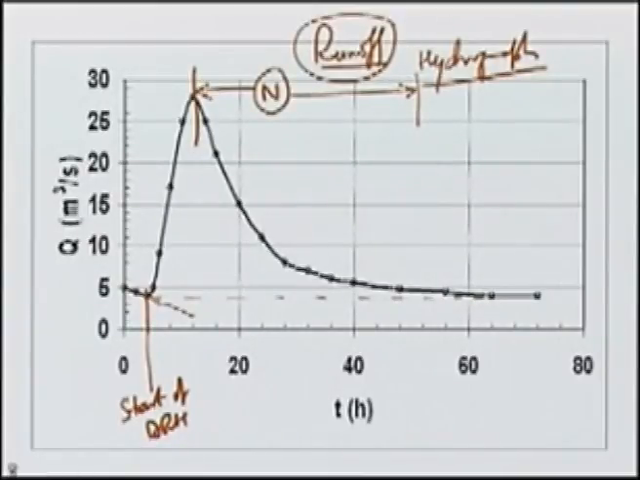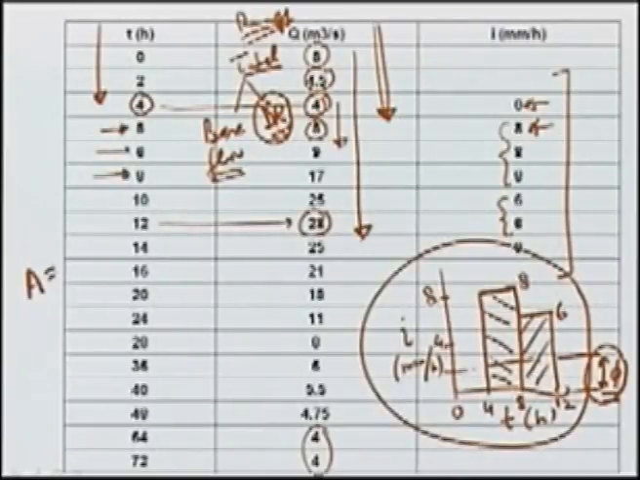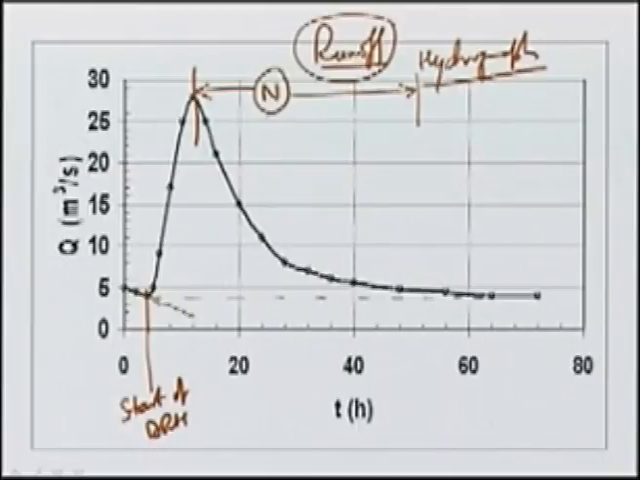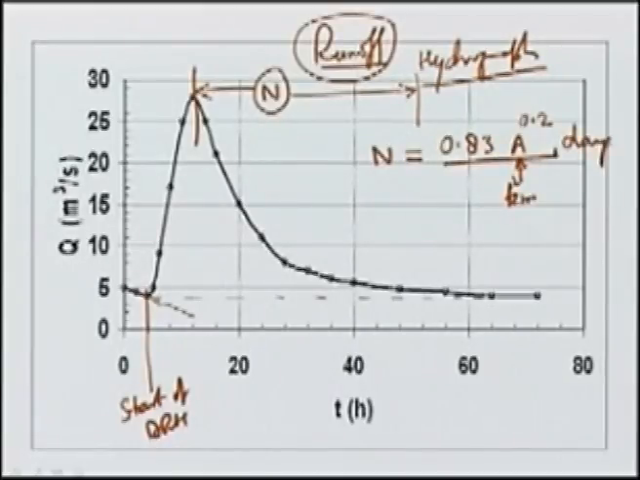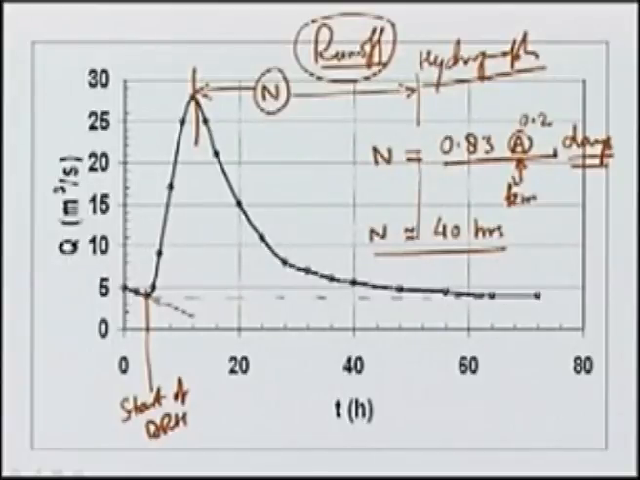In this case, let us say that the catchment area A is 30 square kilometers. The value of n based on various observations has been given as n = A^0.2. If A is in kilometer square, then n comes out to be in days. So, for an area of 30 square kilometers, we get n about 40 hours. So, that means the direct runoff will stop 40 hours after the peak. So, in this case, we can get some point here, which will be 40 hours from the peak.